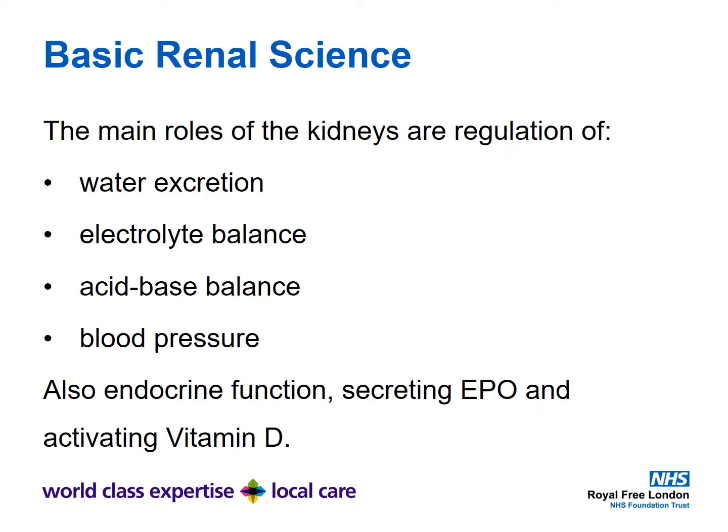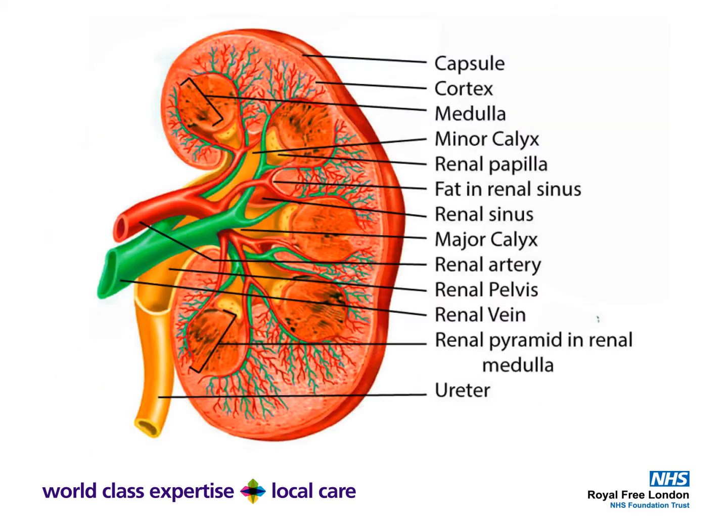So just as a very brief reminder of basic renal science, the main roles of the kidneys are regulation of water excretion, electrolyte balance, acid-base balance, blood pressure, and also endocrine functions such as secreting EPO or erythropoietin and activating vitamin D. This is just a couple of slides of a reminder of the anatomy of the kidneys.